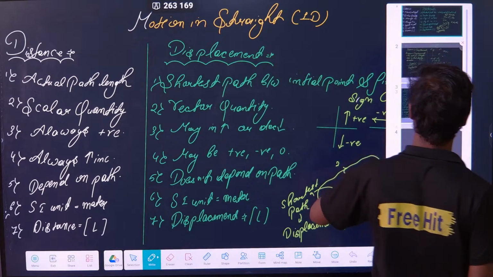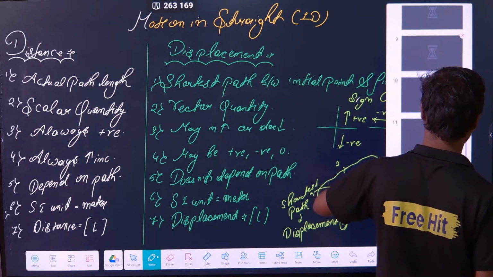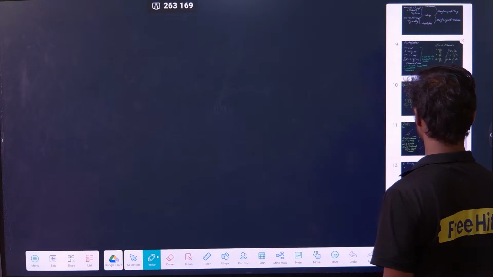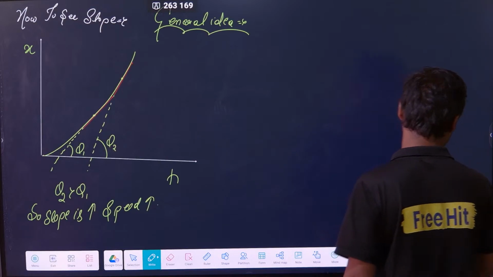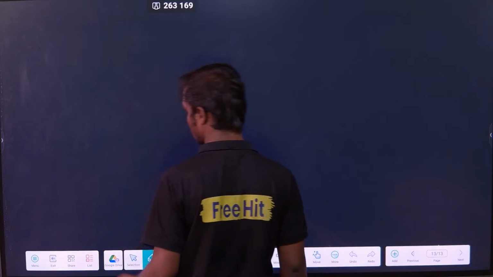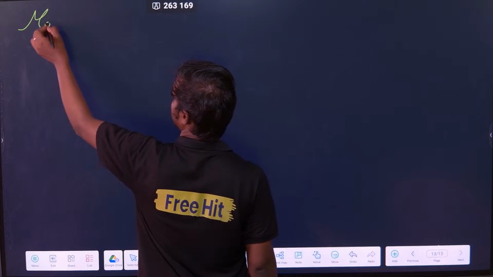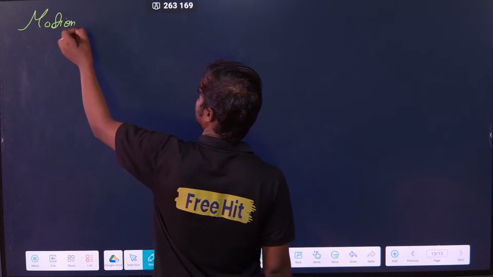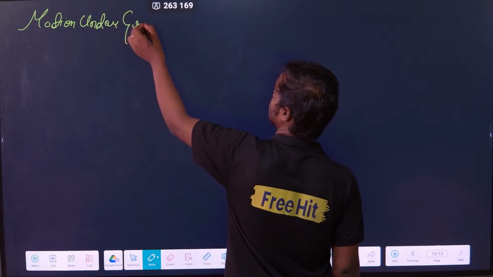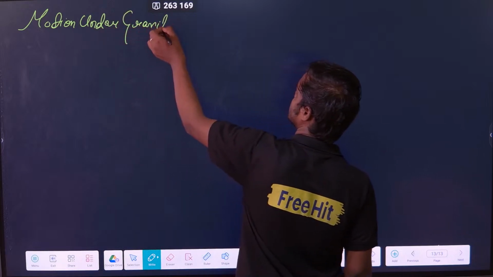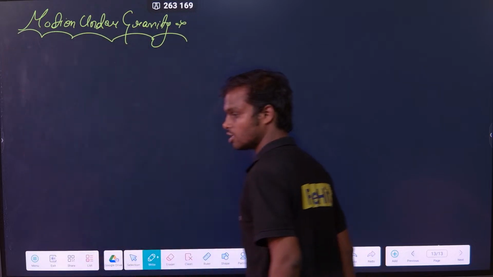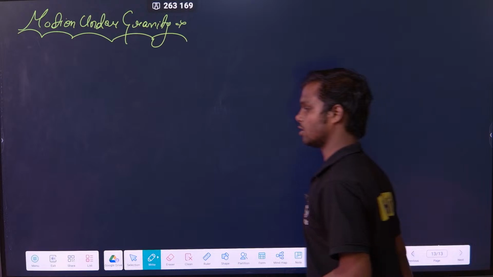So in the morning session, if you remember, we completed till here, like how to see the slope, a general idea. Now our next topic, I told you, is motion under gravity, which means how the particle moves. It is a very small session, not going to be very big. That is why I started this session a little late.